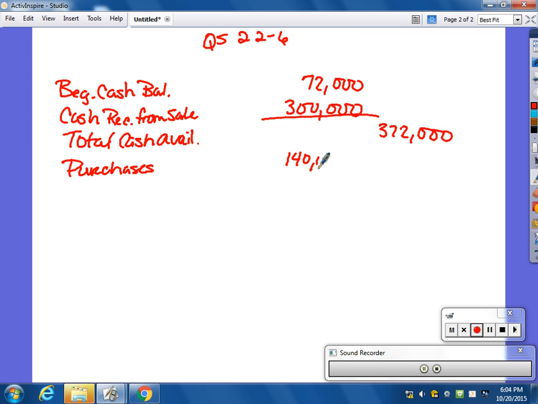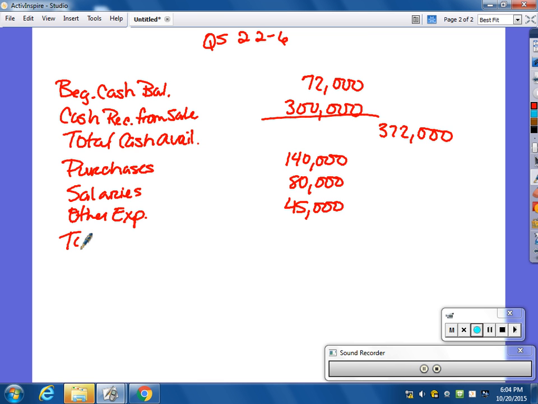All right. Salaries, 80,000. Okay. And other expenses, 45,000. All right. What's next? Total cash payments, 265,000. All right. We subtract that from the total cash available. You said 265? Yes.